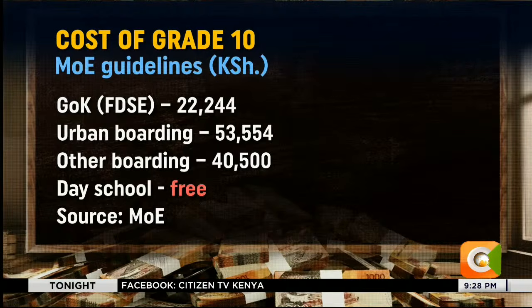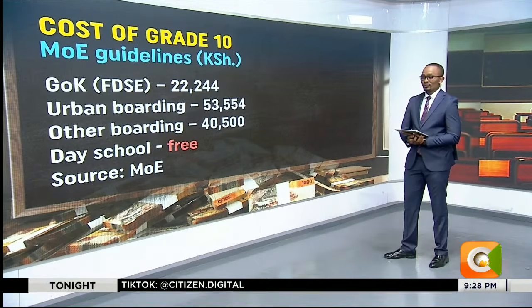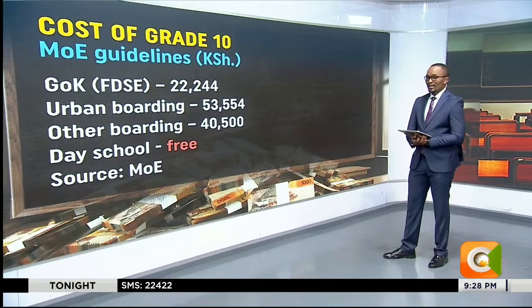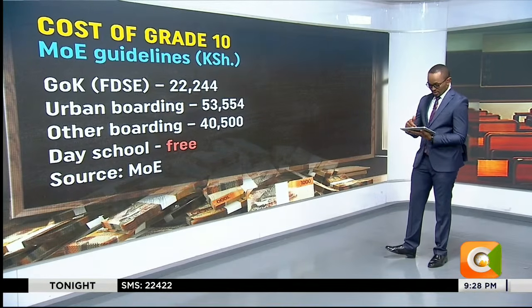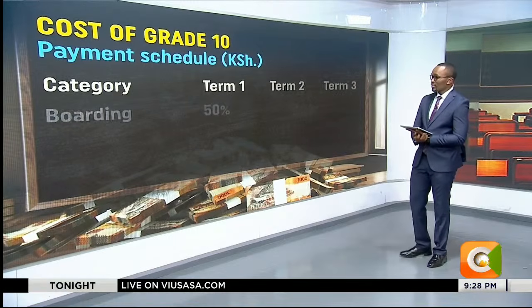For urban boarding, these are institutions that are boarding institutions in major urban areas, they can charge up to 53,554 shillings, and all other boarding institutions can charge up to a maximum of 40,500 shillings. Ideally, day schools should be free as per the guidelines, but the reality obviously is different when it comes to management of the institutions.